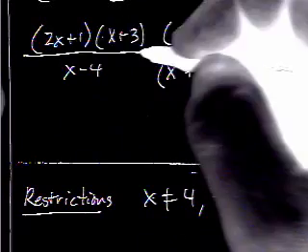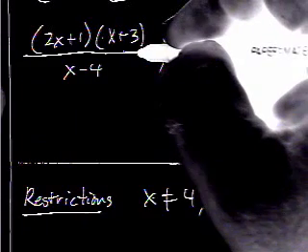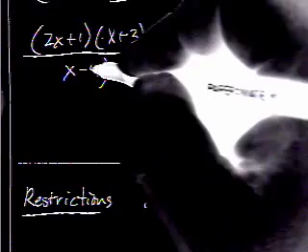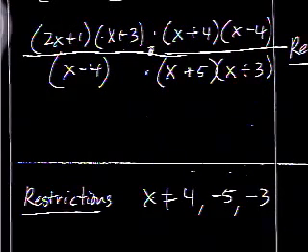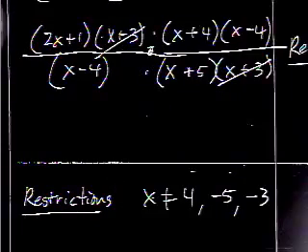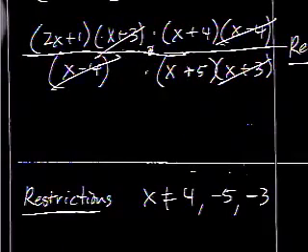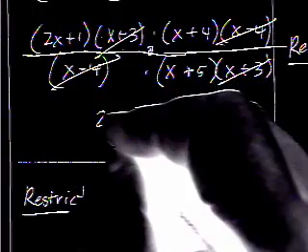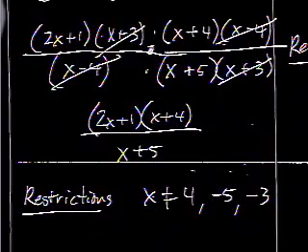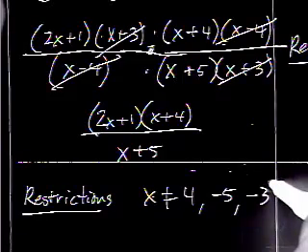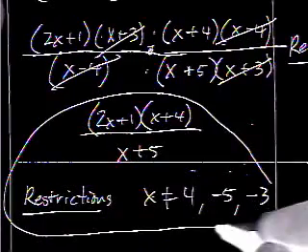Well, you have 4 factors on the top. Really and truthfully, remember, multiplication of fractions is across the top and across the bottom. So it's really like one giant fraction. Now you can't do that trick with addition, and we'll talk about that at a different time, but you can with multiplication. Look at what cancels out. I see an x plus 3 that cancels out. I see an x minus 4 that cancels out. So I'm left with 2x plus 1 over x plus 4 divided by x plus 5, with restrictions of x cannot be 4, negative 5, or negative 3.